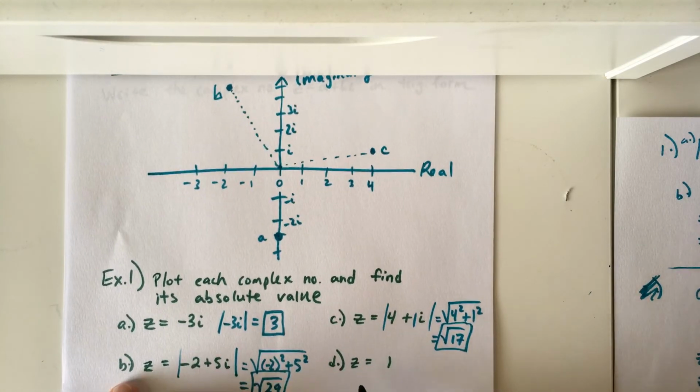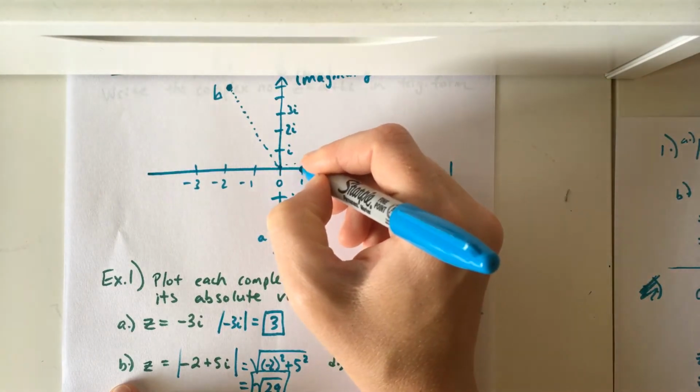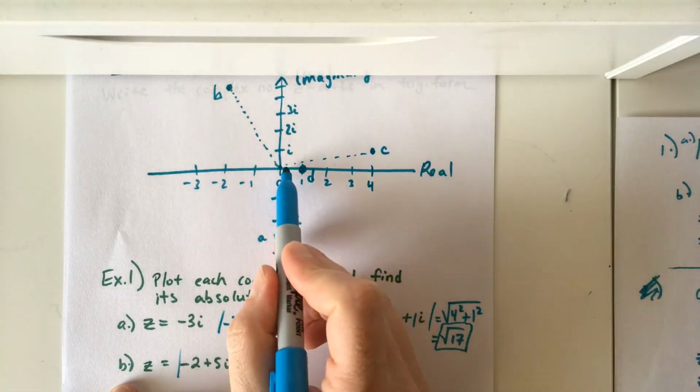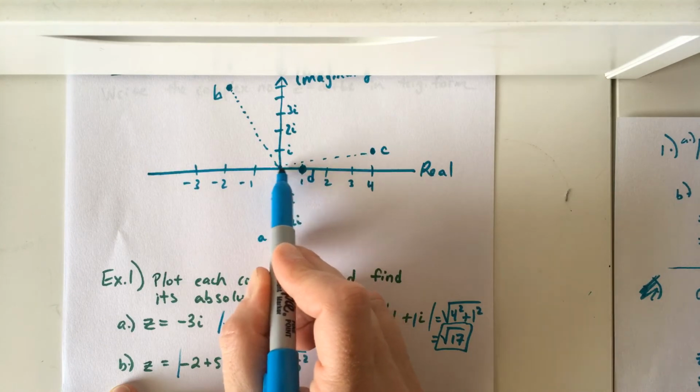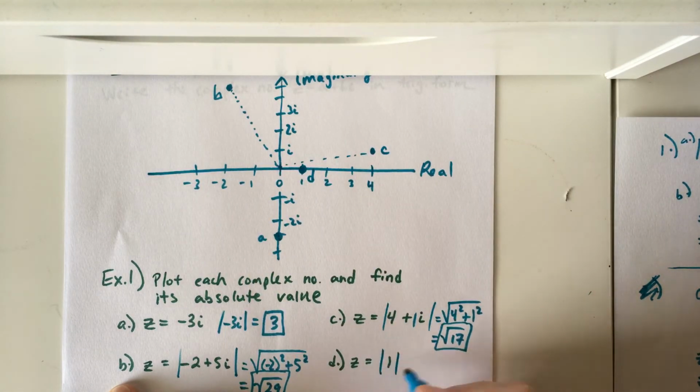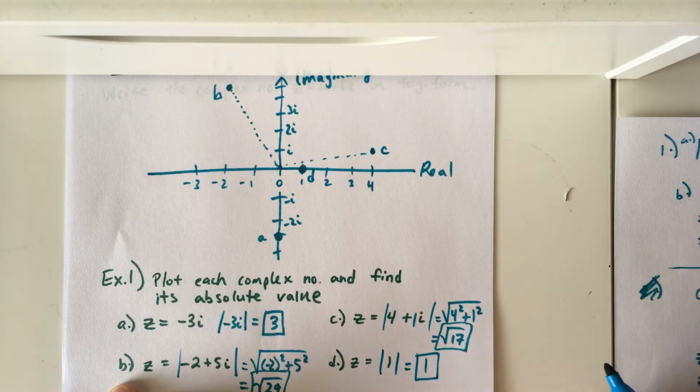And for part D, z equals 1. Well, this complex number doesn't have an imaginary part, it only has a real part, and the real part is 1, so we can plot part D as this point right here. And we don't even have to go through the process of using the formula. We can see that the distance from 0 equals 1. So the absolute value is 1.